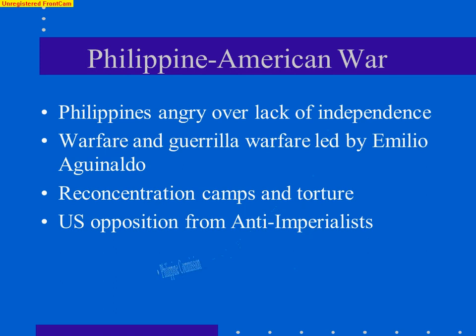Now, the Philippines, even though they were not given their independence, we ended up paying $20 million to buy the Philippines because of that little blip on the radar that we weren't sure who was in charge at the end of the war. They're very angry over their lack of independence, especially since the Filipinos had helped lead to a victory for the United States against the Spanish.